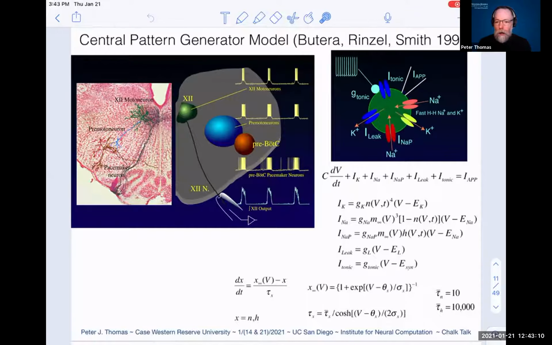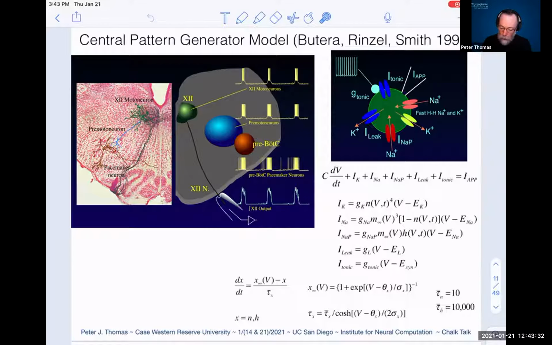Within a decade, John Rinzel and Rob Butera had gotten together with Jeff Smith and put together a conductance-based model based on more detailed electrophysiological experiments, whereby combining persistent sodium currents and a few other standard currents, they were able to reproduce the laboratory observations about these regular breathing rhythms.